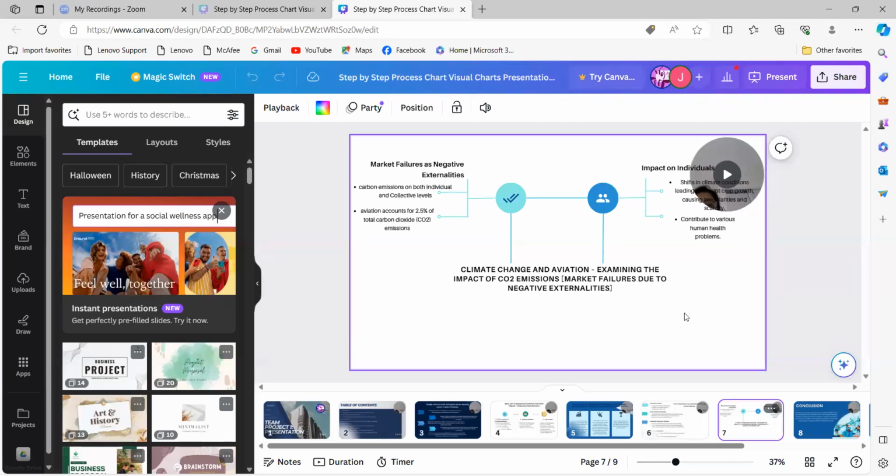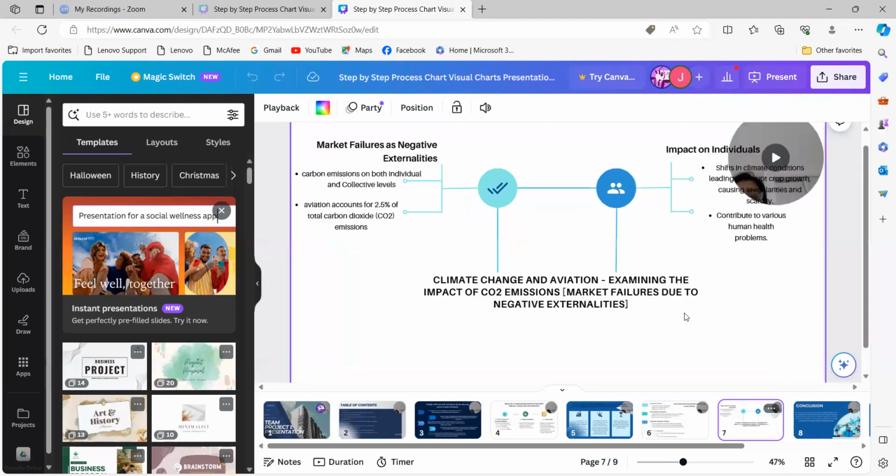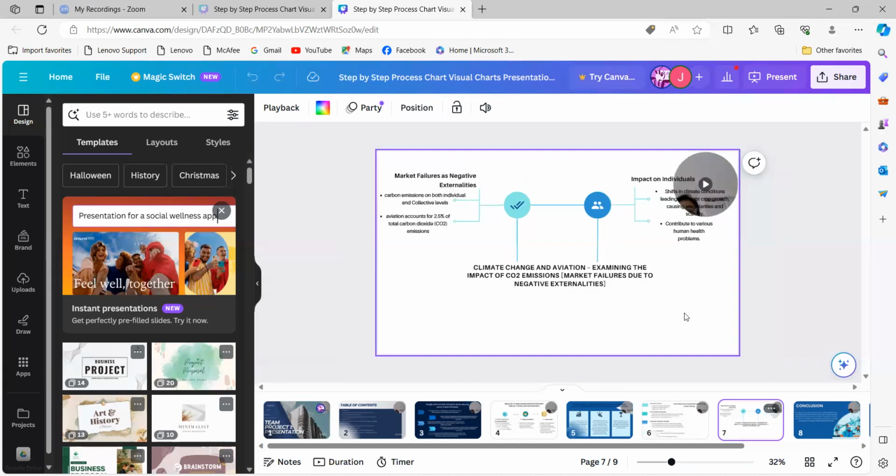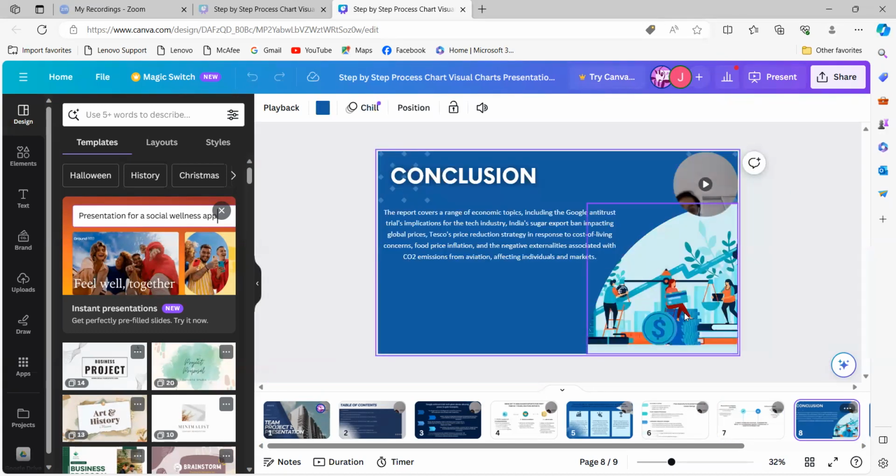externalities. Here we can highlight 2 sub-points: carbon emissions on both individual and collective levels, and another one is aviation. Aviation accounts for 2.5% of total carbon dioxide CO2 emissions. Another is the impact on individuals: shifts in climate conditions affecting crop growth, causing failed harvests, and contributing to various human health problems. So that's all about our 5 news items which we explained from an economic perspective.